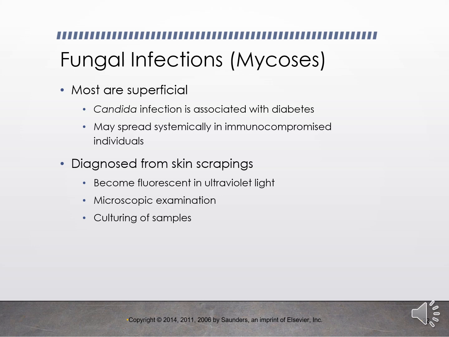And then our fungal infections. These are fungal infections or mycoses. They're diagnosed by scraping the skin and examining it under a microscope and then culturing the samples. Most fungal infections are superficial, but they can spread systemically in immunocompromised patients. Candida infections often happen in patients that have diabetes, and we're going to talk about candida infections again later this semester when we talk about reproductive.